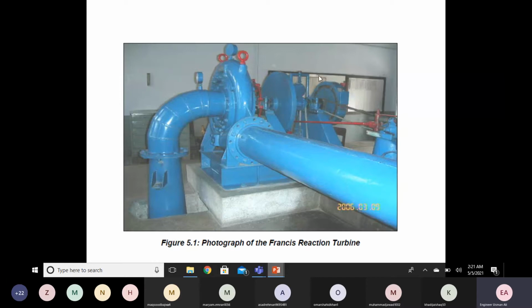We have the braking drum. You can see this at the end. The shaft is attached to the turbine runner from one end to the wheel, and then on the other end to this braking drum. It has a clamp to apply the braking torque, and on the other hand it has a weighing pan to put the weight inside. We also have this tachometer to measure the speed, the RPM, of the turbine. So these are some components of the Francis reaction turbine which are shown in this photograph.